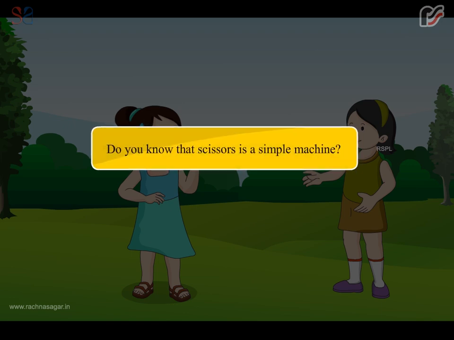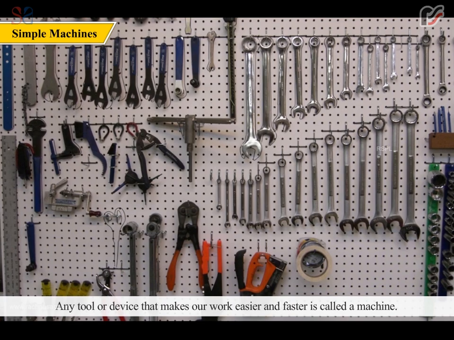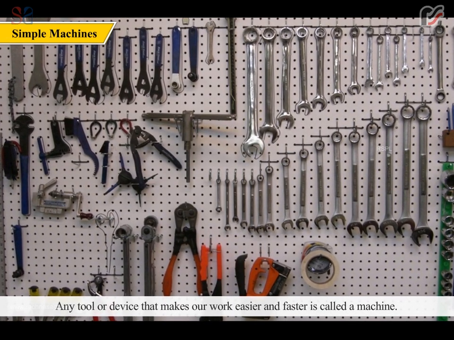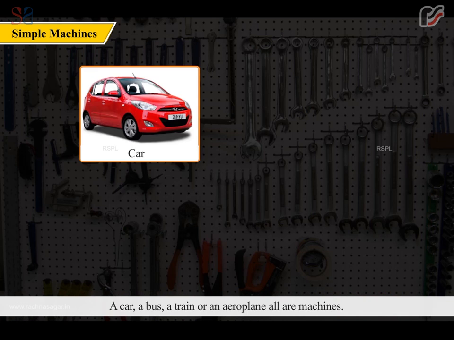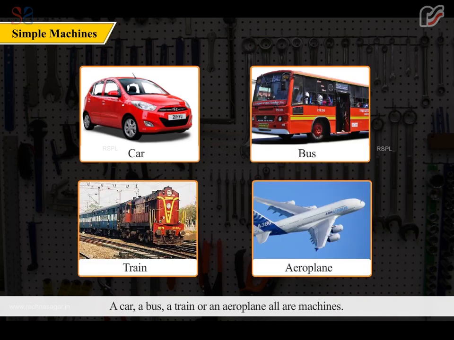Do you know that scissors is a simple machine? Is it so? Yes, dear. Any tool or device that makes our work easier and faster is called a machine. A car, a bus, a train, or an aeroplane, all are machines.